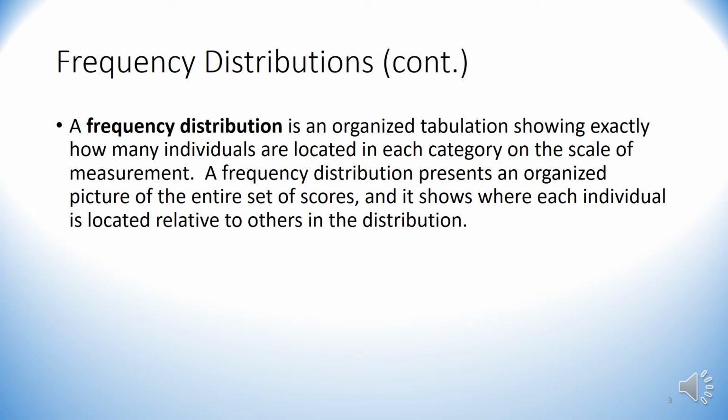The frequency distribution is nothing but a tabular form which shows exactly how many individuals or observations are located in the specified category on the scale of measurement. The scale of measurement can be a ratio scale, nominal scale, ordinal scale, like that. The frequency distribution presents an organized picture of the entire set of scores, and it shows where each individual observation is located in its own class.